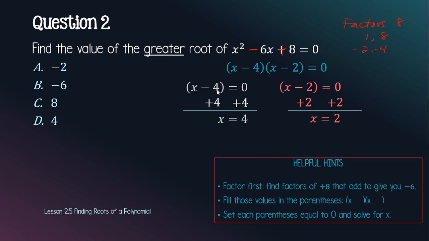Again, I'm adding because I was subtracting to begin with, so I do the inverse operation and I end up with x equals 2. But the problem here asks me for the greater root. So 4 is clearly greater than 2, so D would be my answer.